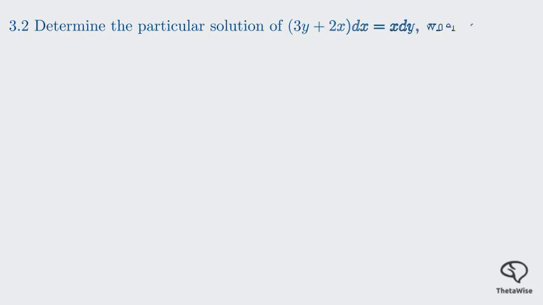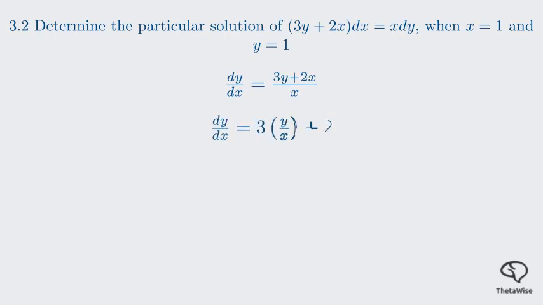Question 3.2 is a first-order equation, but its structure suggests a different solution method. The equation is (3y plus 2x) dx equals x dy, and the initial condition is x equals 1, y equals 1. Notice the terms involving both x and y. A good strategy is to rearrange it into the form dy/dx. Dividing both sides by x dx, we get dy/dx equals (3y plus 2x) over x. We can separate this into dy/dx equals 3y/x plus 2.